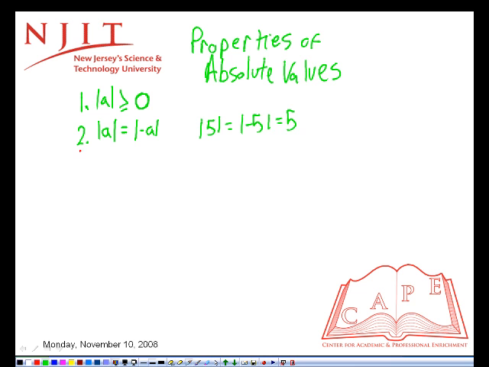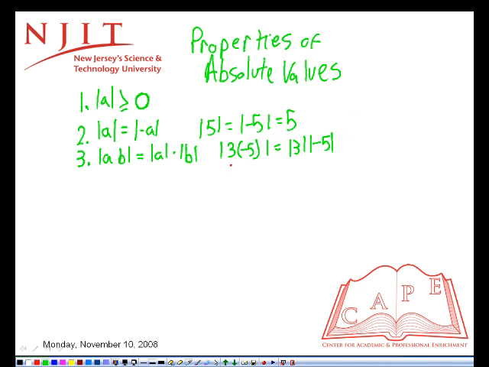The third and fourth properties are similar. The third property is that the absolute value of two numbers multiplied together is equal to the absolute value of the first number multiplied by the absolute value of the second number. For example, the absolute value of 3 times negative 5 is the same as the absolute value of 3 times the absolute value of negative 5.